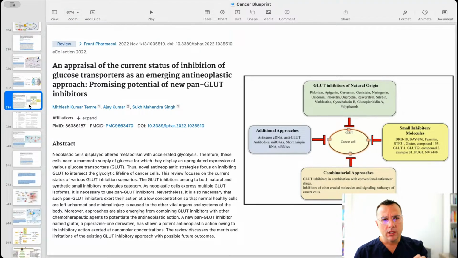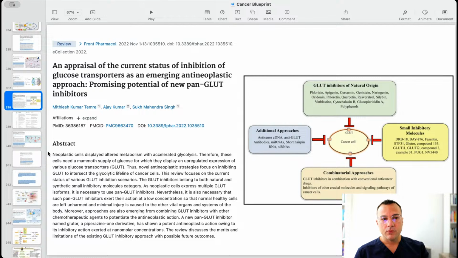So this paper is titled An Appraisal of the Current Status of Inhibition of Glucose Transporters as an Emerging Anti-Neoplastic Approach, Promising Potential of a New Pan-GLUT Inhibitor. And that unveils a small molecule that has been developed as a drug that I don't believe is being used in oncology, unfortunately, but it potentially could be, and it could be a pretty neat addition to metabolic therapy as well.